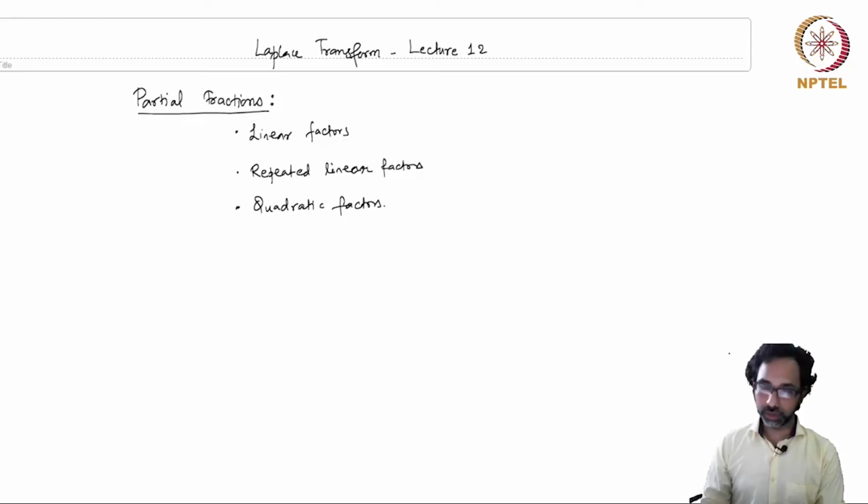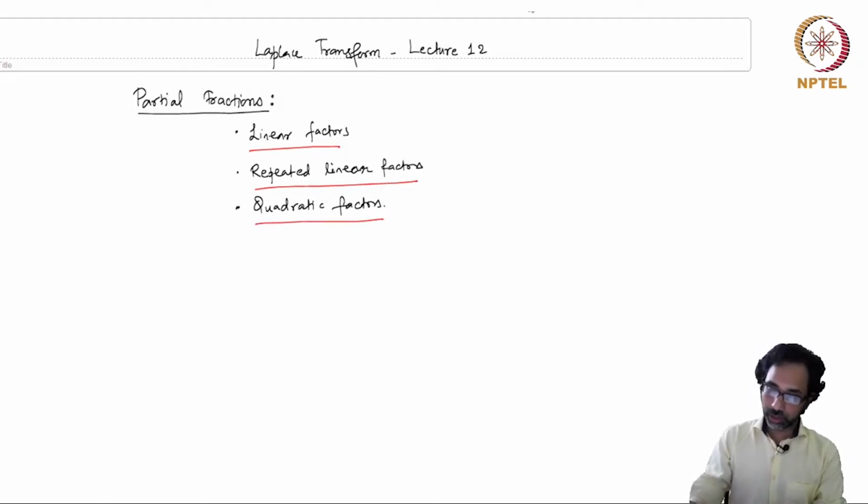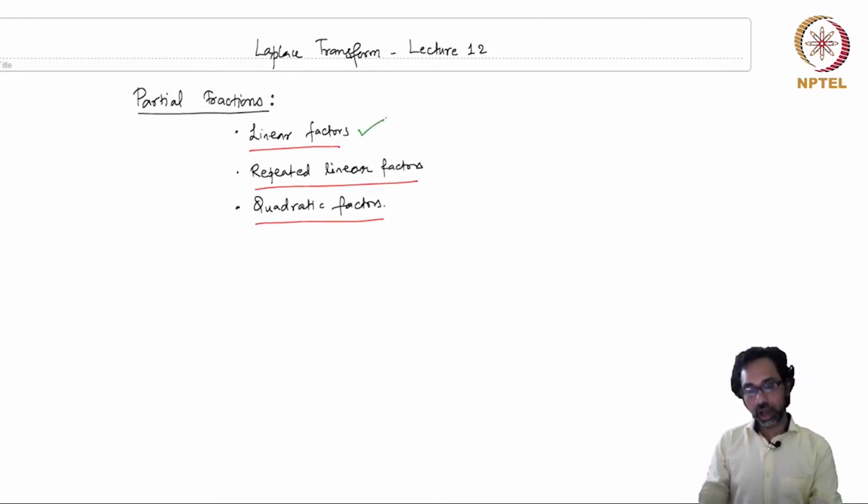So let us continue our study of partial fraction expansions. In the last lecture we have seen that in some forms there can be linear factors, in some forms there can be repeated linear factors, and in some forms there can be quadratic factors and then repeated quadratic factors and so on. So in the last lecture we have seen how to handle linear factors.